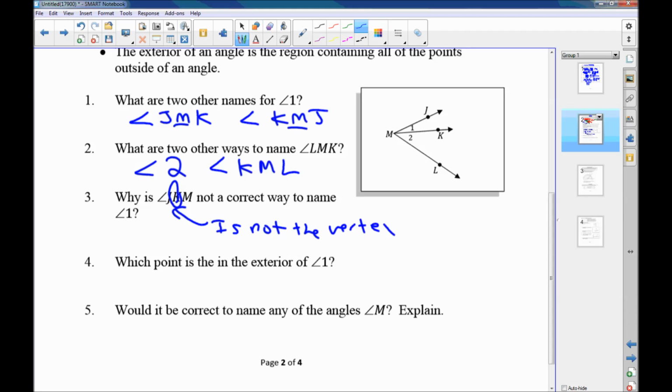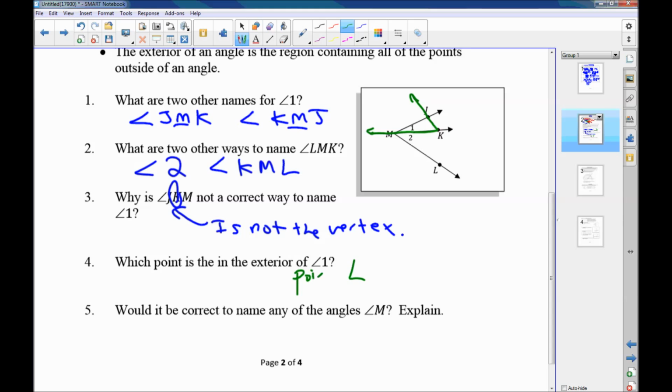And the vertex always needs to be in the middle when you name it. So angle JKM is actually talking about this angle? Okay. Which point is in the exterior of angle 1? Okay. So J, M, and K are all on angle 1, so they're not in the interior or exterior. That only leaves point L, and he is in the exterior.